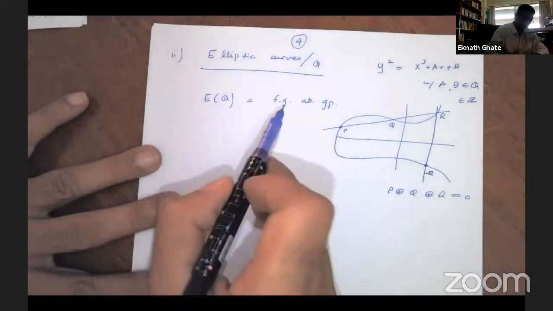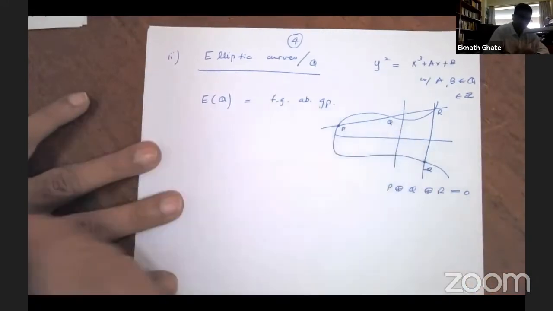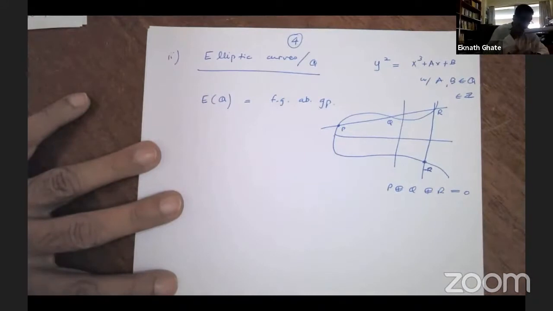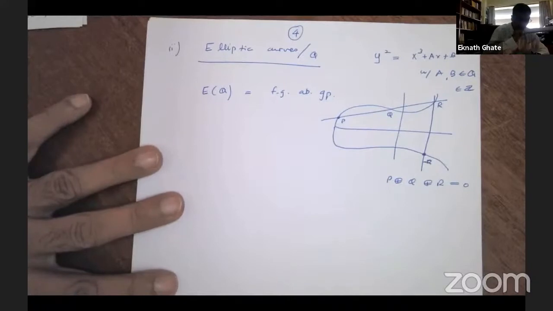Okay, so it turns out that it's an abelian group. P plus Q is Q plus P, as you can see from this picture. The line is the same. And the remarkable thing is this is a finitely generated abelian group. Not remarkable perhaps, but it's now a very well-known fact, but there's finitely many generators.